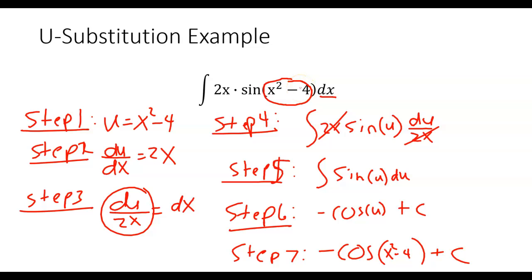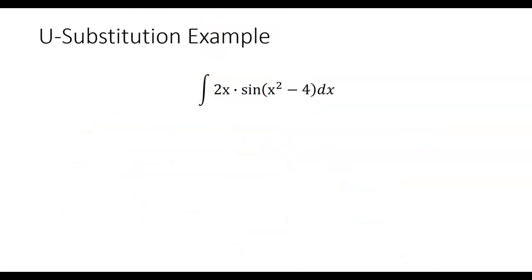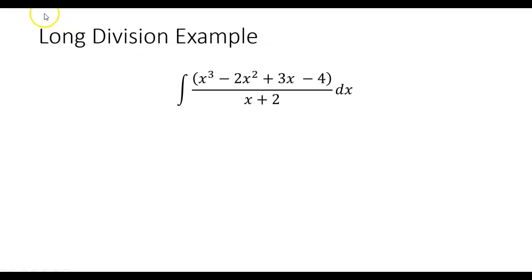Another way that you can identify what the u is, instead of looking for what's in parentheses, is just asking yourself, if I take the derivative of this, do I see its derivative somewhere? So for instance, the derivative of this is 2x. And so that's enough to cancel out that 2x, which is what we want. So that's another way to identify your u.